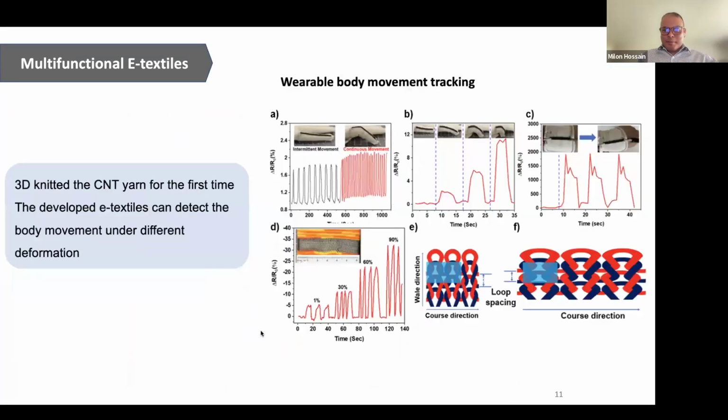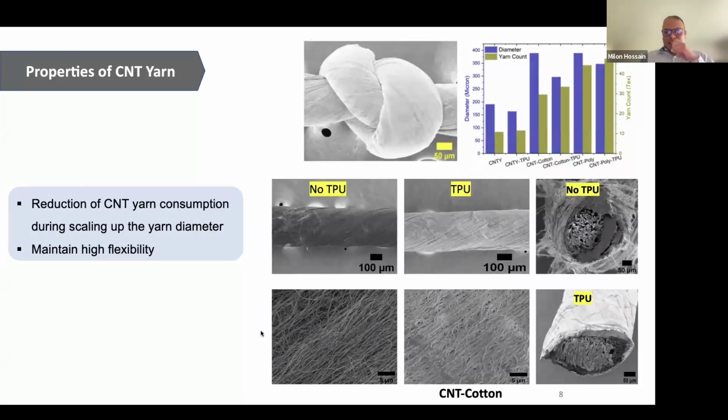Okay, so let me go back to show the structure. Here, the amount of CNT was the same, around 30% in weight with the cotton. For the core yarn, cotton was used as the core yarn and CNT was wrapped around this cotton yarn. But for the pristine or knit CNT, there was no core yarn, so it was 100% carbon nanotube, like on this structure. So this is a 100% carbon nanotube yarn.